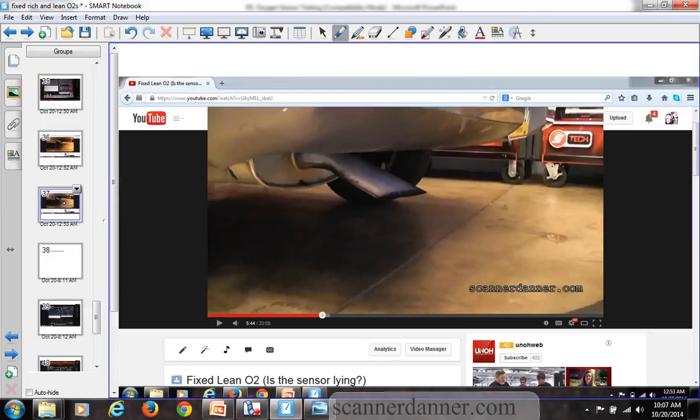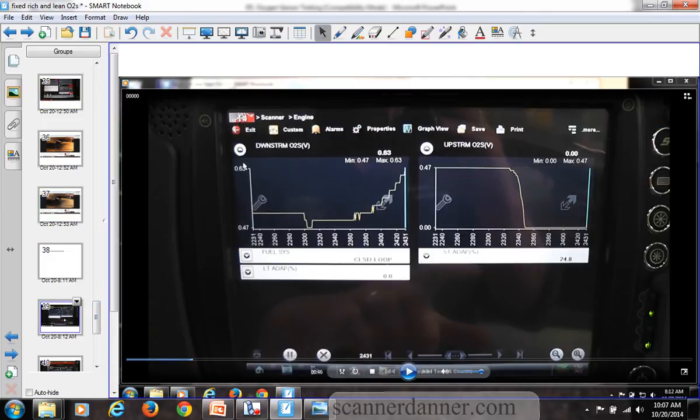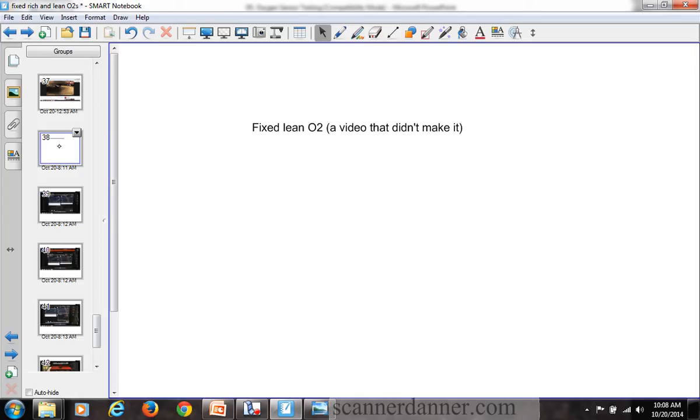I thought I showed the gas in that one. I did. I thought it was a diesel. It's not. I lied. One more. That one was quick. Look. What's this one? Fixed lean. And what did I write here?